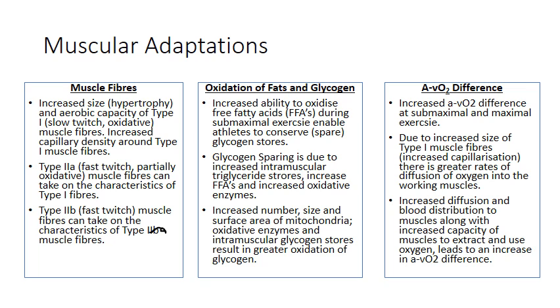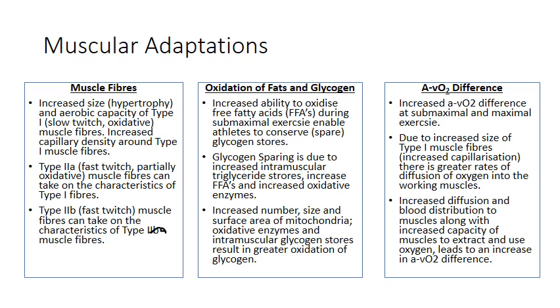So glycogen sparing is due to you having more triglycerides stored in your muscles and having more oxidative enzymes to be able to break them down more quickly. We also get an increased number, size and surface area of the mitochondria. Increased mitochondria, oxidative enzymes and increases in muscle glycogen stores are also resulting in a greater breakdown of glycogen. So we're more efficient at breaking down fats, and we're also more efficient at breaking down glycogen.